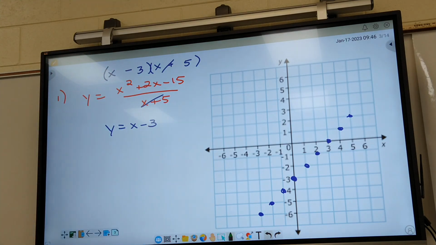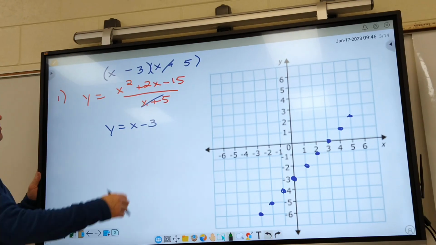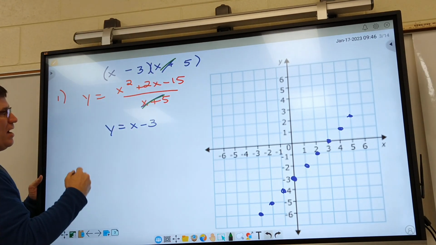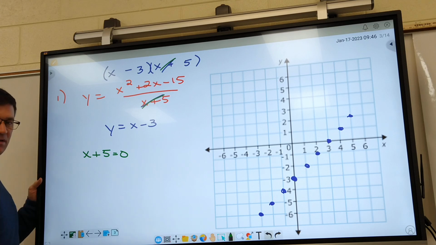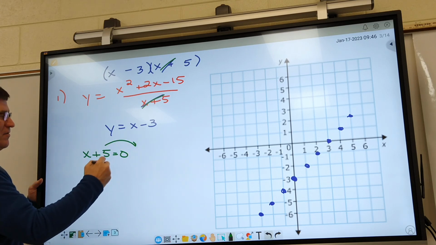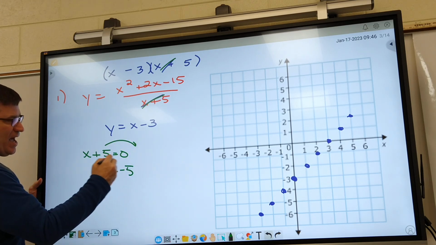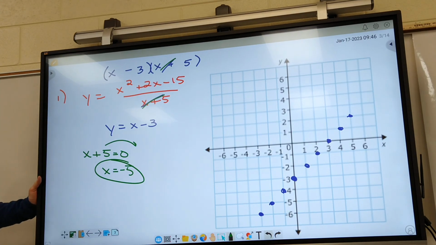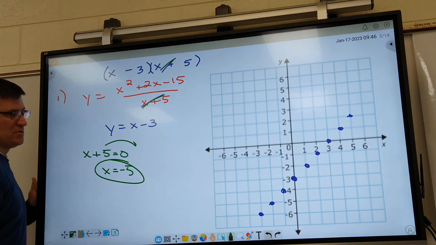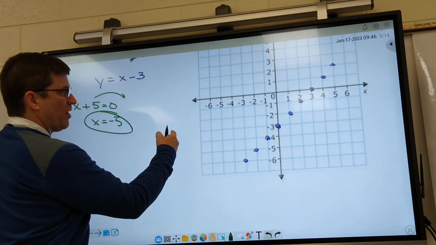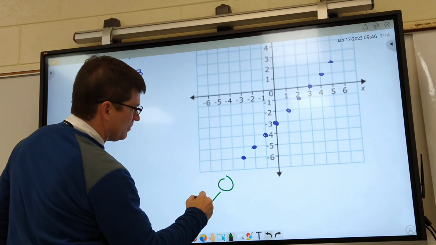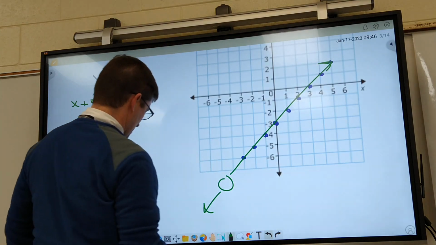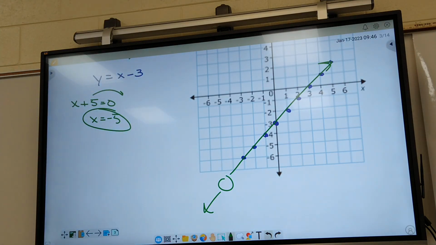All right, last thing we got to do is find out where the hole is. So the hole comes from what you marked out. Well, if I marked out x plus 5 equals 0, don't forget, you got to move the plus 5 over. So your hole is actually at negative 5. So here's negative 5. Mine's going to be off the graph. I don't know about yours. Negative 5 is right here. All right, and that's how you do number 1.